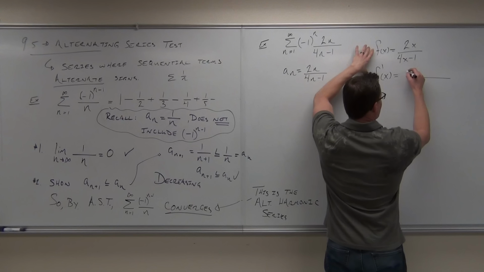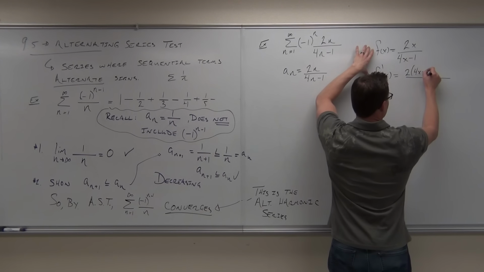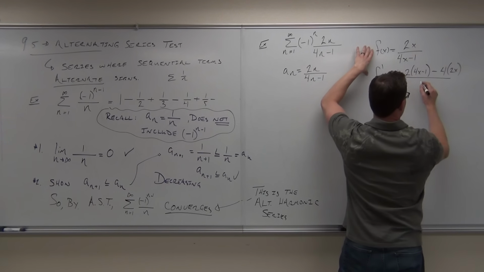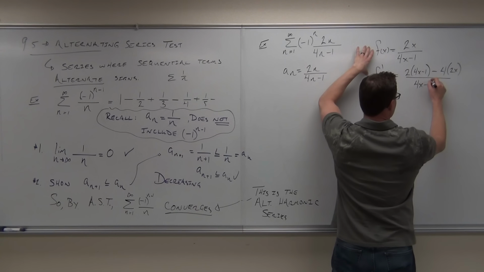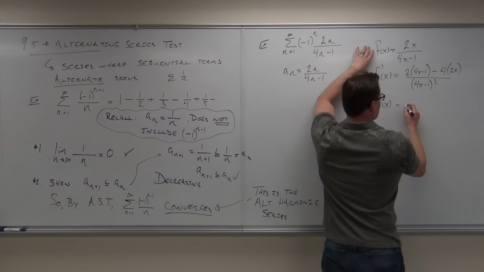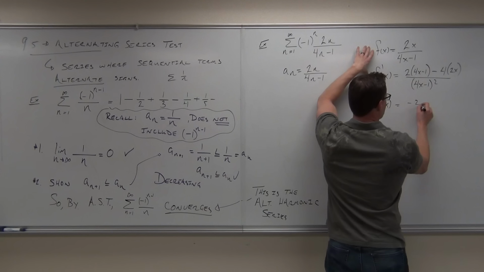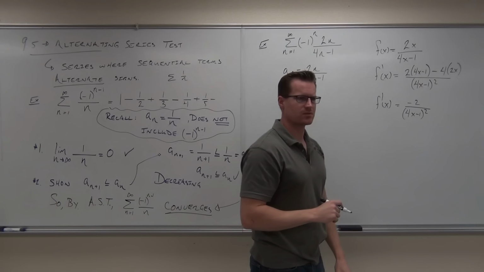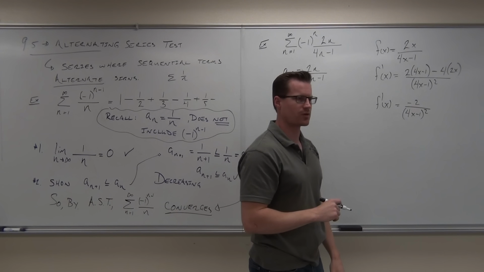It would be low d high minus high d low, and square the bottom. Away we go. I think if I did it right, looks like I did. Did you get that too? If you did it, negative 2 over a bunch of junk?